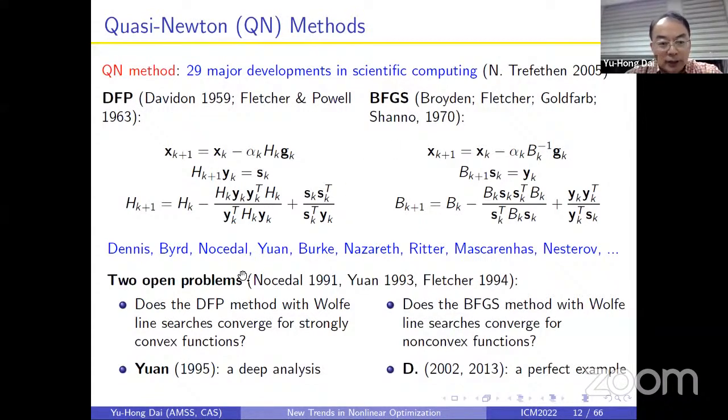The elegance and mystery of the quasi-Newton method attracted many famous scientists, such as Powell, Byrd, Nocedal, Yuan, and until recently, Rodomanov, who worked on the complexity of a greedy quasi-Newton method. Here I would like to mention that the convergence problem of BFGS for non-convex functions was finally solved by my counterexample, but the other open problem, whether DFP with Wolfe line search converges for a strongly convex function, is still open.